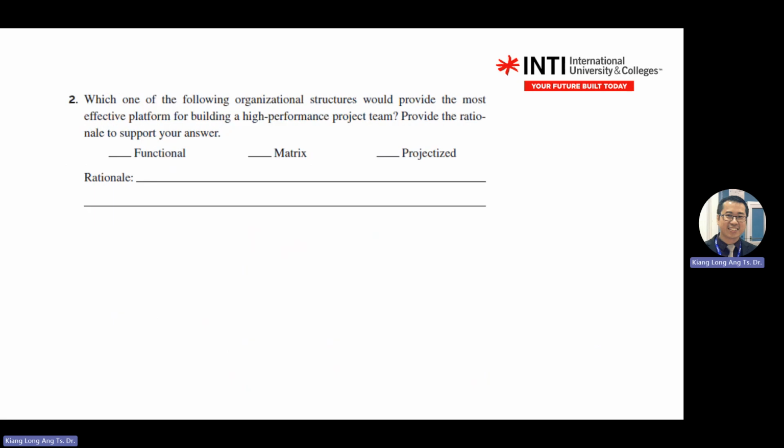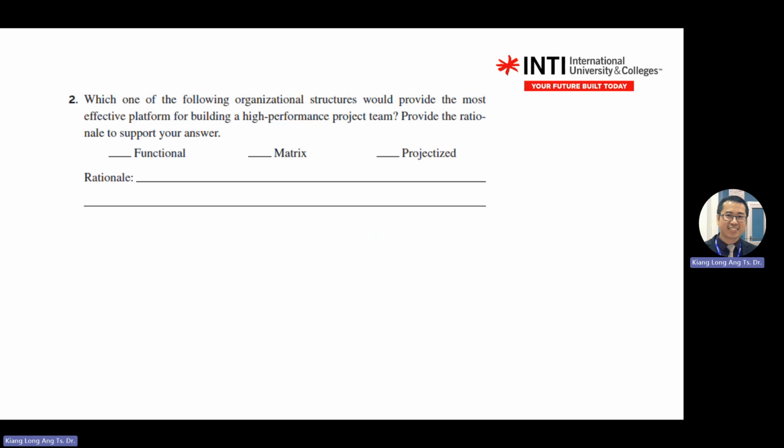Number 2, which of the following organization structures would provide the most effective platform for building a high performance project team? Provide rationale means provide reason to support your answer. This one gives you 3 options, so it's actually testing whether you understand the differences between these 3, because it asks you to pick the most. So you pick one, then you explain.